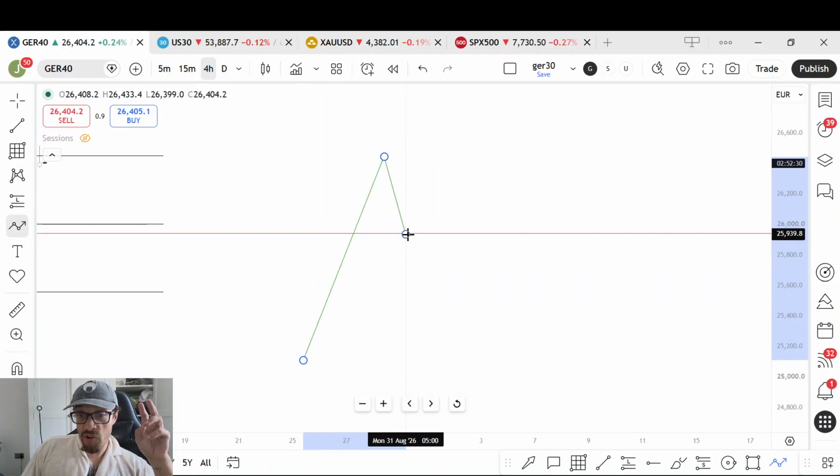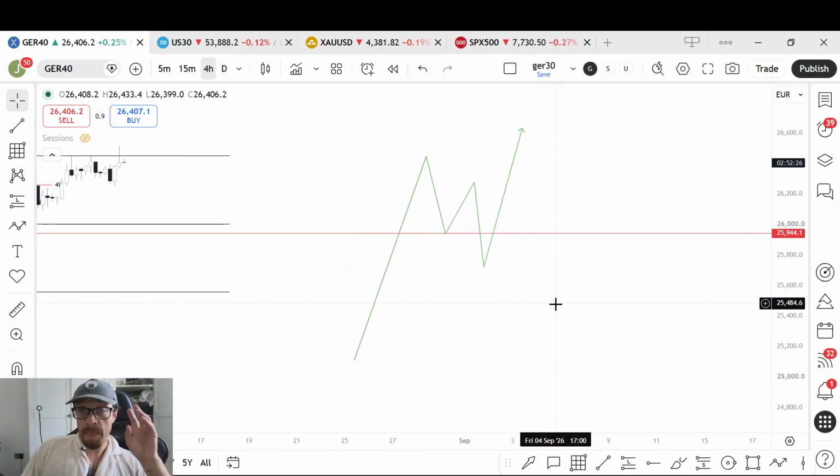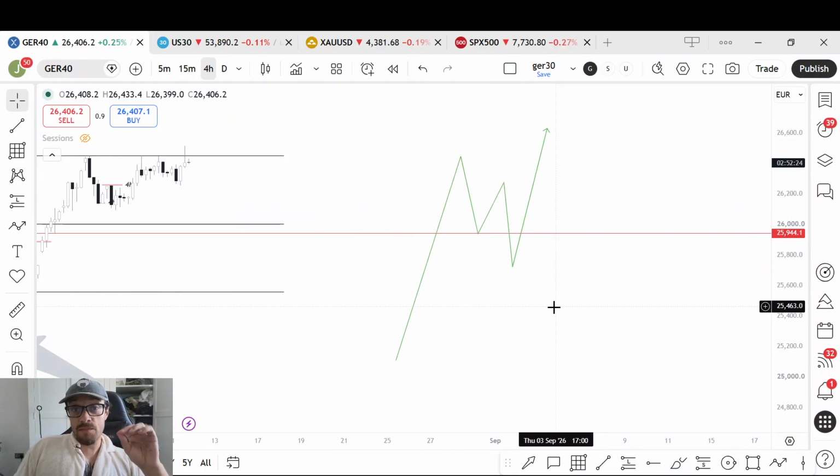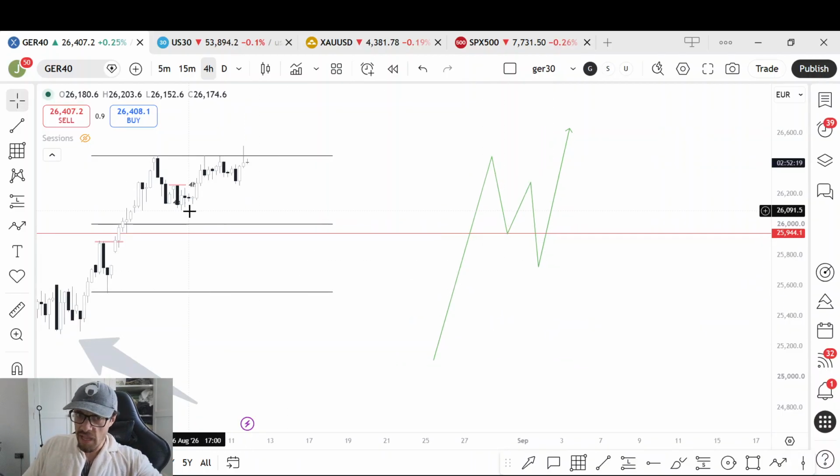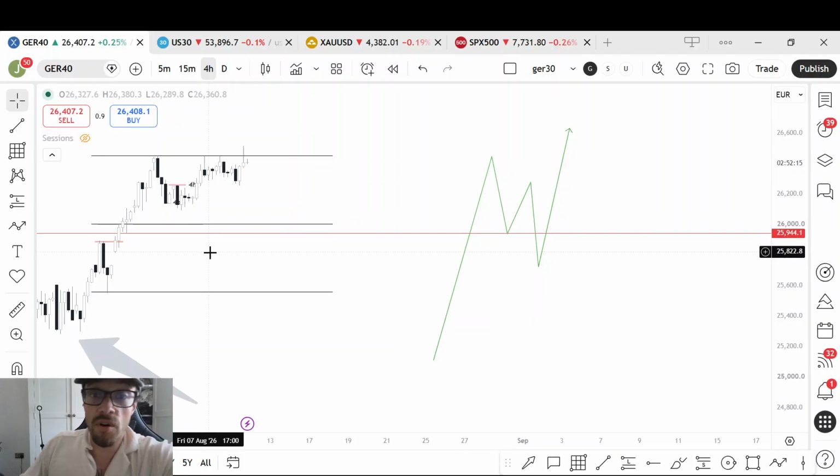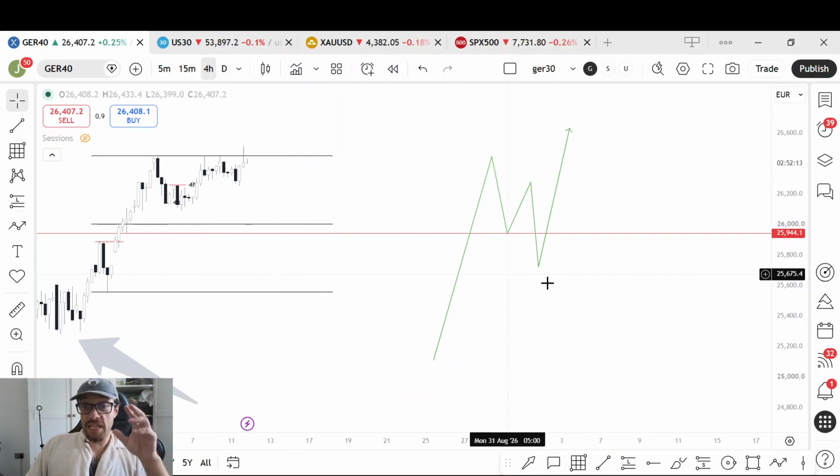Or is it going to create a low on the 4-hour, run that low, and then go to the external? Now, I called this out last Monday. This was the play. However, it just took a lot longer to play out than I originally thought, okay? So this was the play.